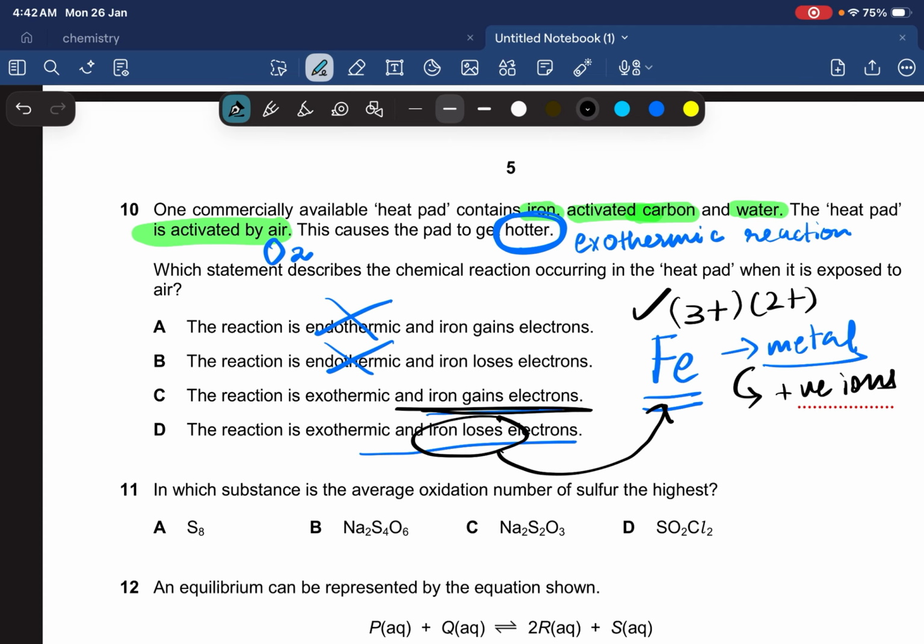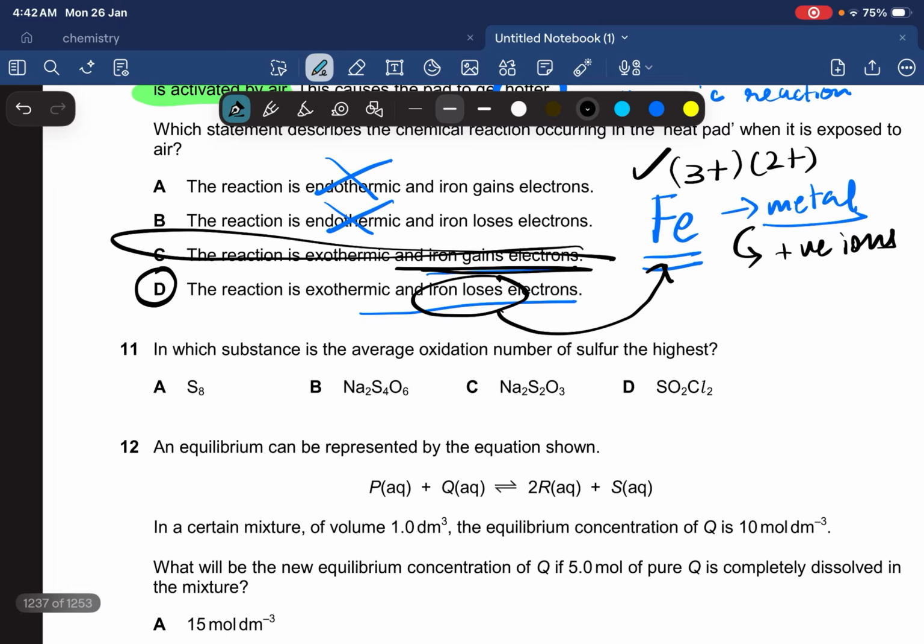Metal gaining electrons is not possible unless we forcefully do it. By nature, a metal basically gaining electrons is not supported. So it's going to be option number D.